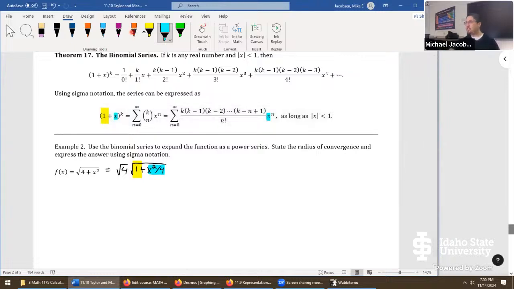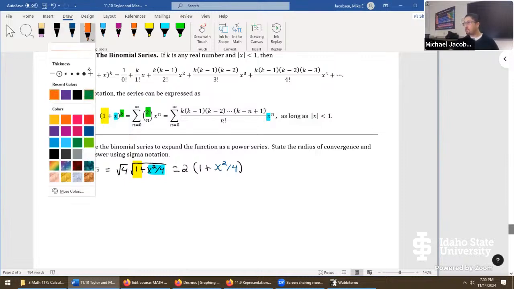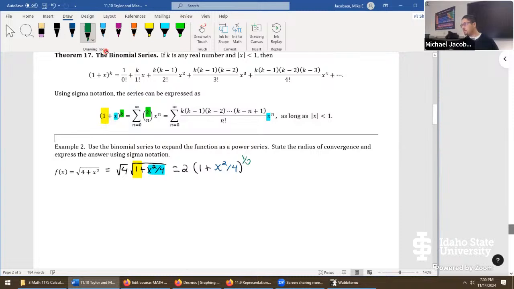But notice we're still missing one extra thing. We need to know the value of k on this thing, so it's not a bad idea to call this 2 times the quantity 1 plus x squared over 4, and this is to the power of 1/2. So this gives us pretty much everything we need to get going. We now have the value for k and all those positions there. And we get this on our next step.